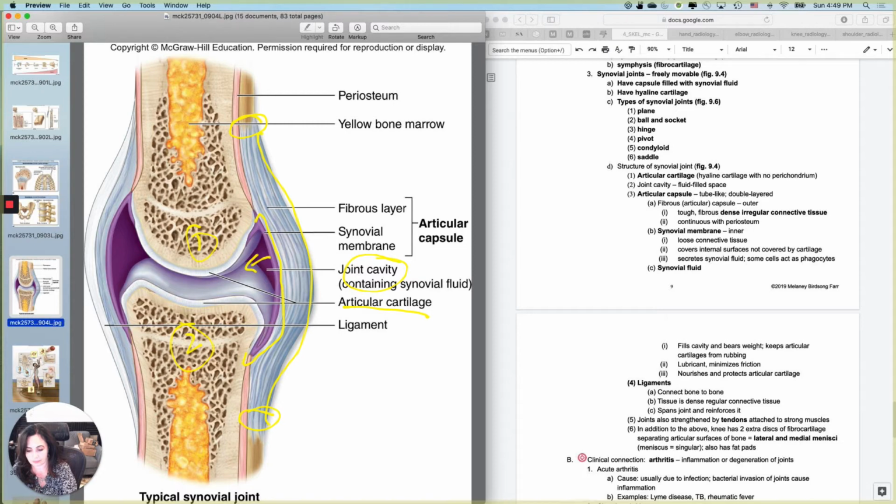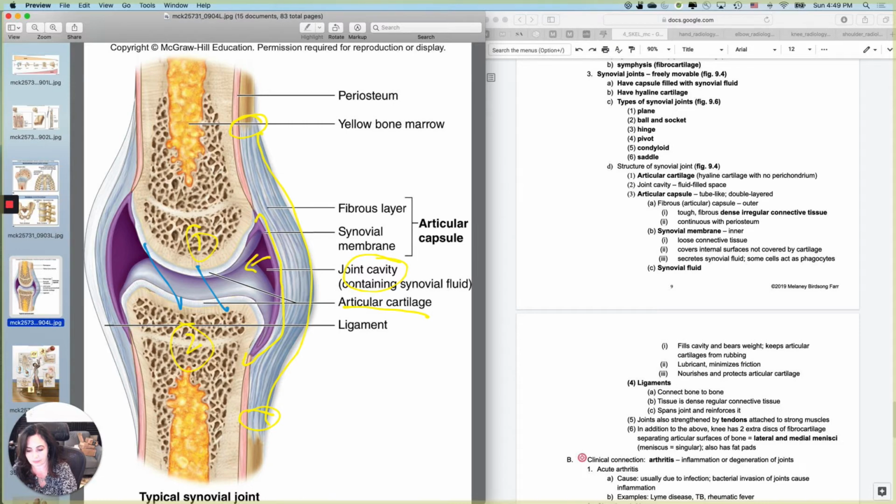And then, although they're not drawn on this picture, I'll just scribble some in here. Inside, I'll just draw them in blue. Inside here, you may have ligaments that go from one place to the other. That helps to reinforce the joint inside the joint cavity, connecting bone to bone. It's just dense regular connective tissue, and it's helping to reinforce the joint.